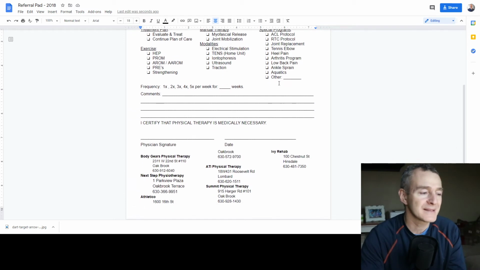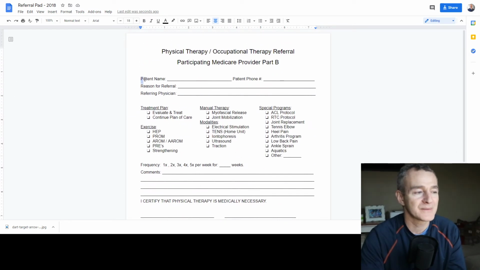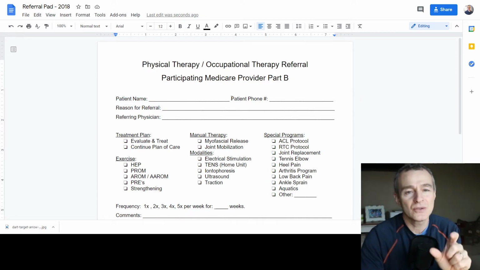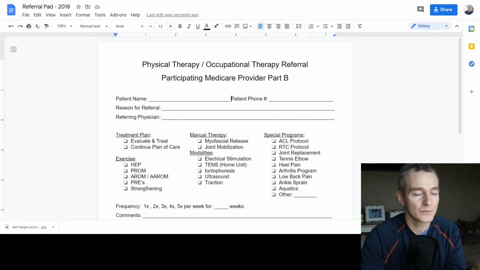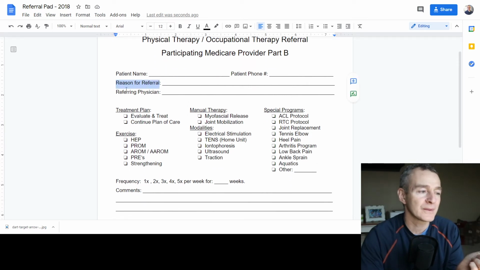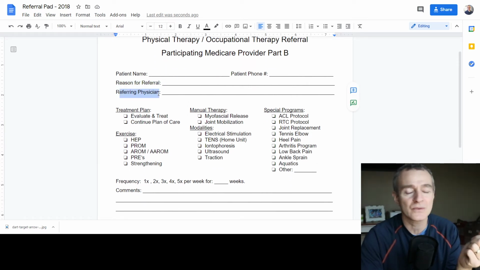But basically, this is a pretty standard referral form, right? Same thing you saw just moments ago. I'm going to zoom in here a little bit. So you have the patient's name, patient's phone number. There is a chance that you will receive a fax with this referral. Some physicians will do that. They'll write it out, fax it to you, and then give a copy to the patient. In that case, having the patient name and phone number is awesome. Maybe they want you to call the patient to schedule. Reason for the referral and the referring physician. I think those are reasonable requests for the information.